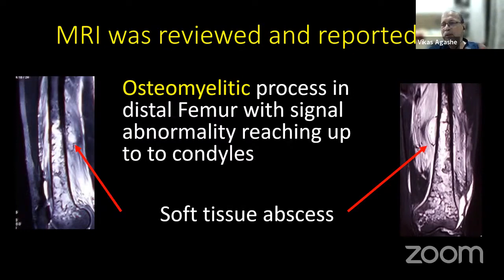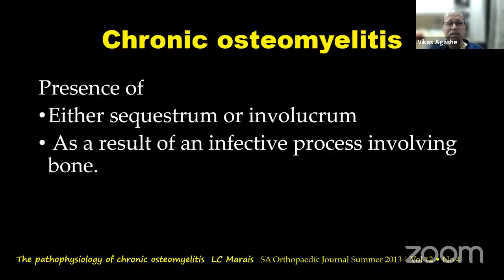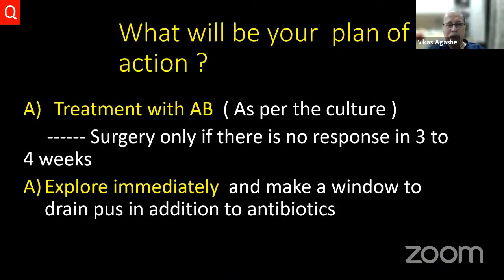So obviously, we have a tissue diagnosis now. Everybody felt that this was an acute osteomyelitis because it fits the definition, a recent bone infection that causes systemic inflammation, as against chronic osteomyelitis, where generally a sequestrum or involucrum needs to be present as a result of the infective process. So what should I do? Should I treat with only antibiotics as per the culture, because we now have a tissue diagnosis and culture-specific antibiotics can be started, or explore immediately and make a window to drain pus?